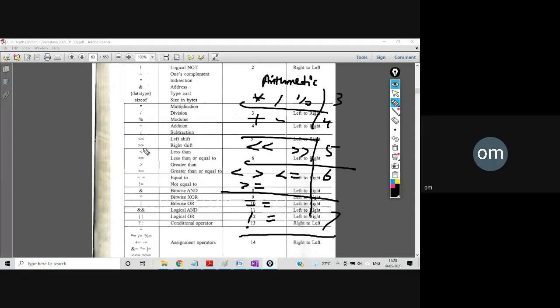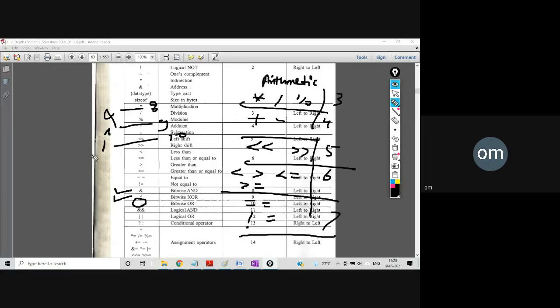Similarly, once you write the bitwise operators, each and every operator has a different precedence level. The highest precedence is AND, then XOR, and then OR. So please remember this: first AND, then XOR, and then OR. They are of different precedence levels. So I can write this one as 8, this one as 9, and this one as 10.